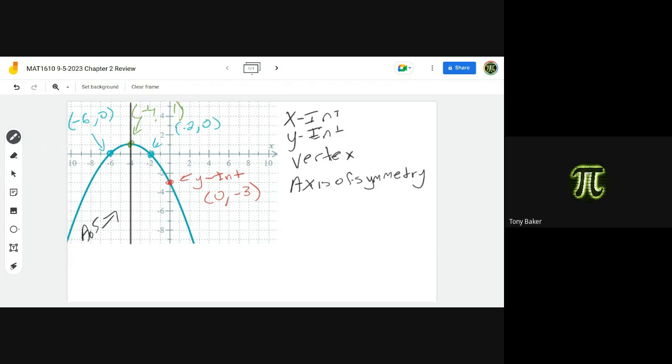All right. So those are the major pieces of information that you get from a parabola. This actually is one of the topics that's in chapter 2. So now that we have this information, can we make the equation from this? Okay. So how would I make my equation from this?